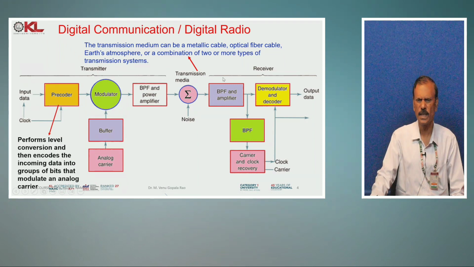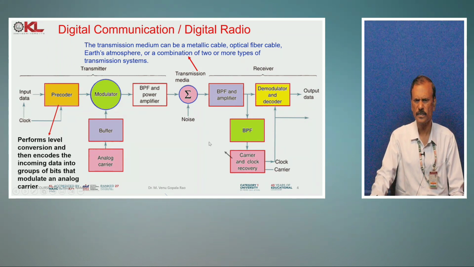So, at the receiver side, as we already know, the received signal may be a weak signal, so it may be amplified, and a tuning process is also given here to tune for only the required bandwidth of the signal and then amplify it. After that, again a demodulator, and we are going to get the digital data output here. Okay. And then this is the band pass filter. After that we have carrier and clock recovery.